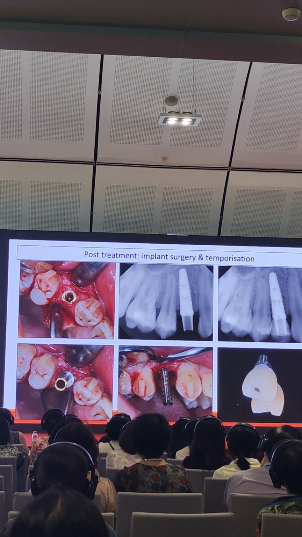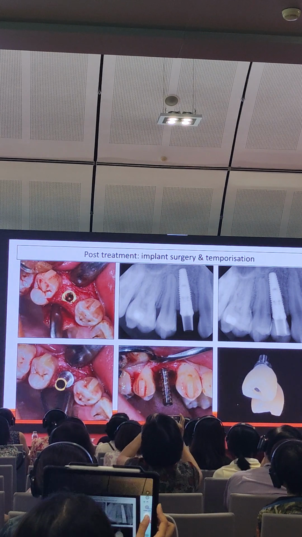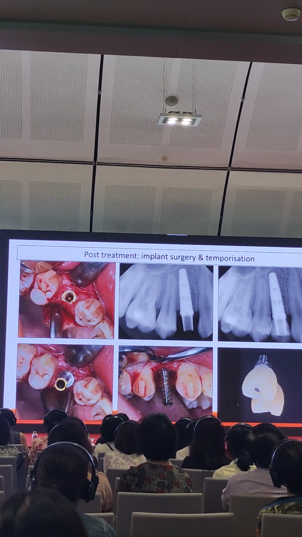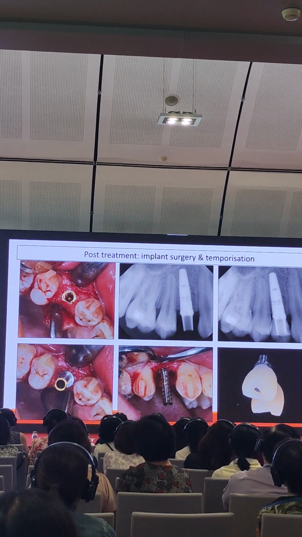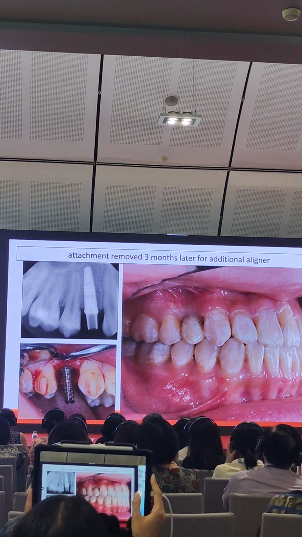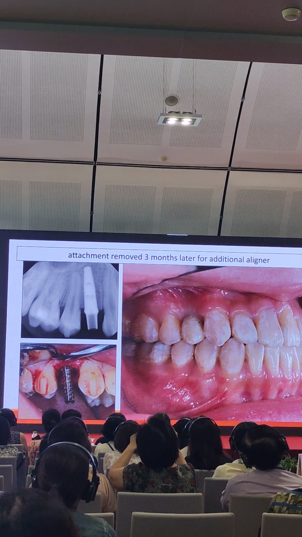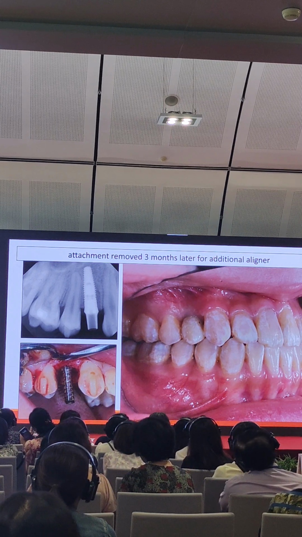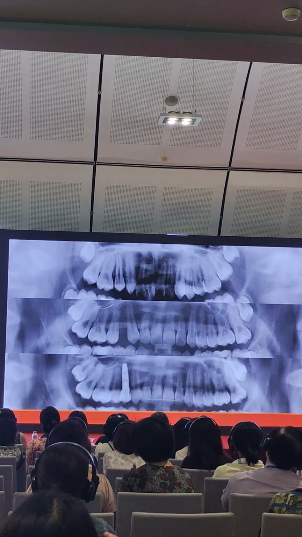So after we prepare it, then we can insert the implant. On the day when I do an immediate function, I make the temporary crown for the patient. Using a temporary titanium cylinder, I make the temporary crown. I also paint it a little bit to make it look natural.